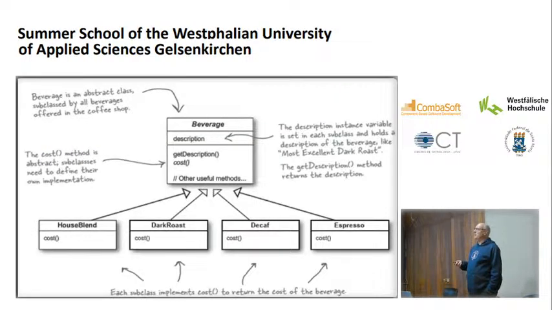We have a drink or beverage. If you look and see, it's an abstract class. And you have different drinks: the house blend coffee, the dark roast coffee, the decaf coffee for people who cannot sleep in the night, and we have the espresso coffee. And each of these different coffees returns what it costs, because it's different.